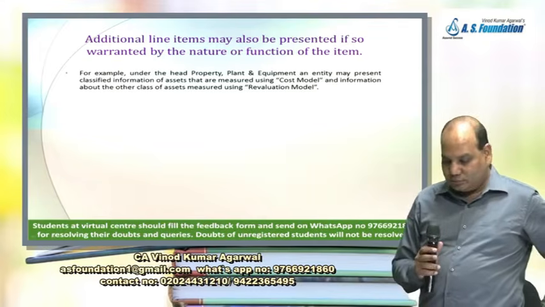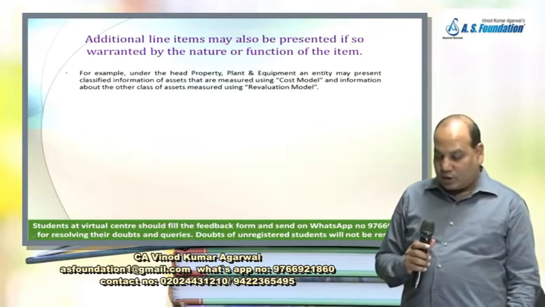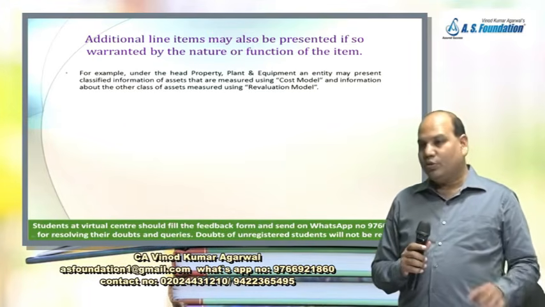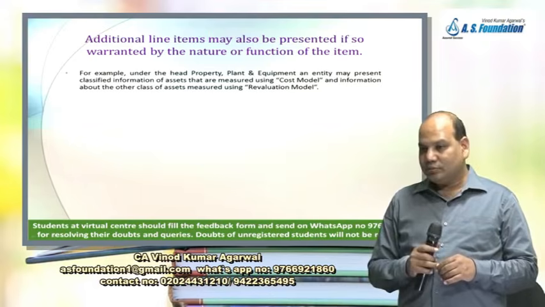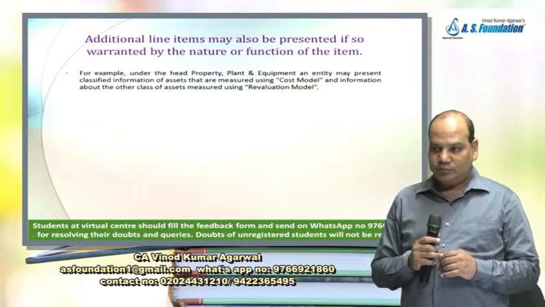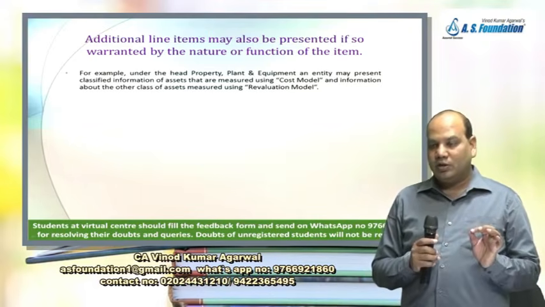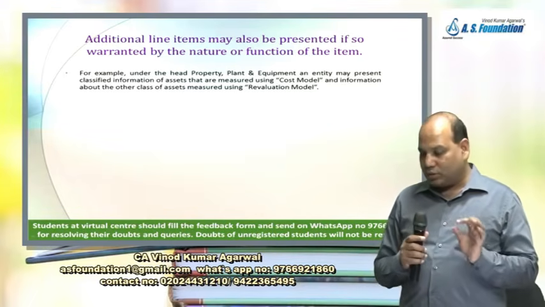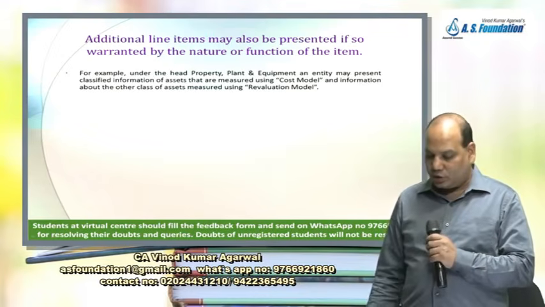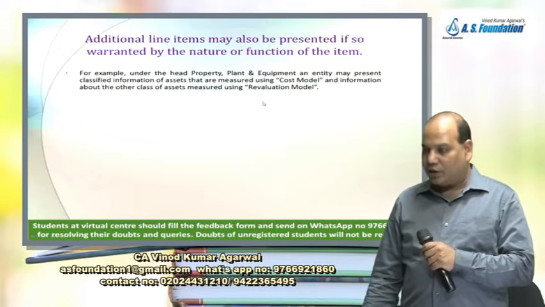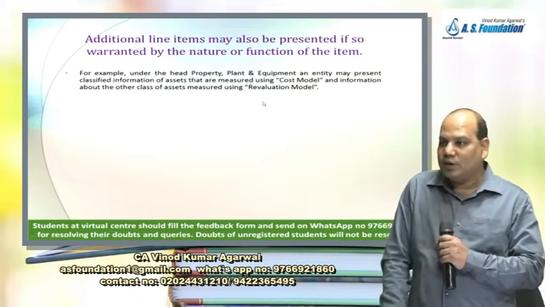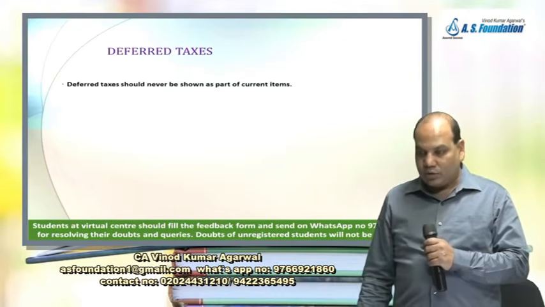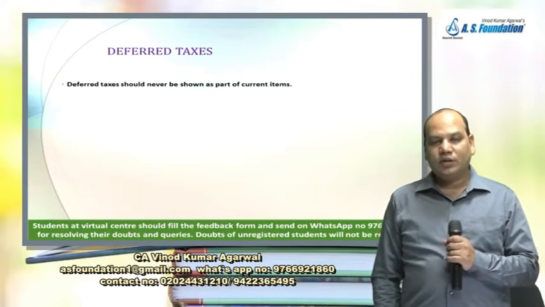For example, there is an example also printed. Under the head property, plant, equipment, what can you do? You can add two lines, cost model and revaluation model. That means you can write following assets are valued using cost model and following assets are valued using revaluation model. Although you will not find that as a specific requirement of this standard, this is for better presentation, you can do that.